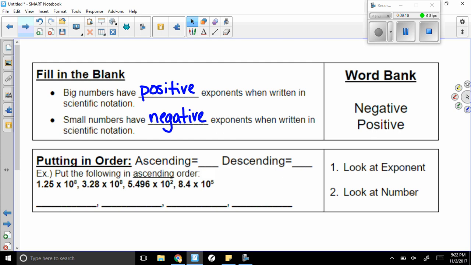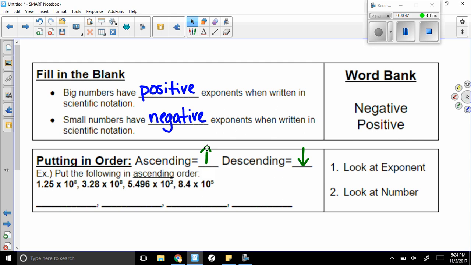When they ask you to put numbers in order, you do not want to have to draw all of your hops and put all of these in order. We want to use our cheat sheet here. So remember, ascending is going from least to greatest, moving up. Descending is going down from biggest to smallest.